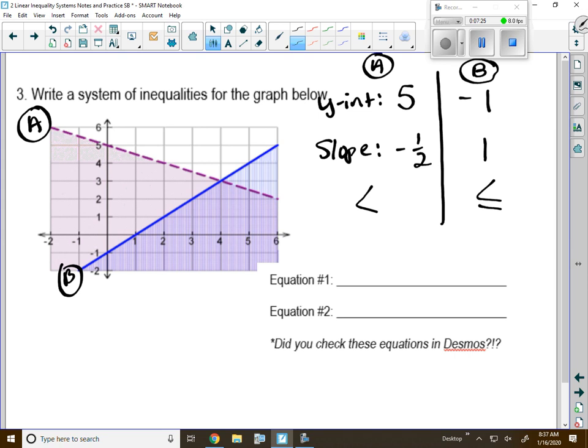Okay, now you don't have to do this chart each time. I just think it makes it really easy to organize your thoughts. So for this first equation, we'll do A for this one.